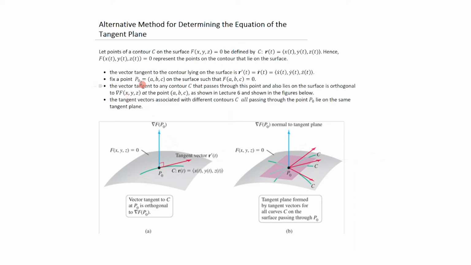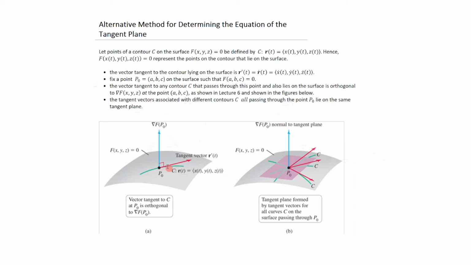So next thing we do is fix a point P naught at (a, b, c), which is this point here, on the surface, such that f(a, b, c) equals 0. This is basically the equation that satisfies the notion that this point is lying on the surface. So the vector tangent to any contour C that passes through this point and also lies on the surface is orthogonal to the gradient of the function at the point (a, b, c), as shown in Lecture 6 and in the figure below. So the gradient is perpendicular to the surface, okay?